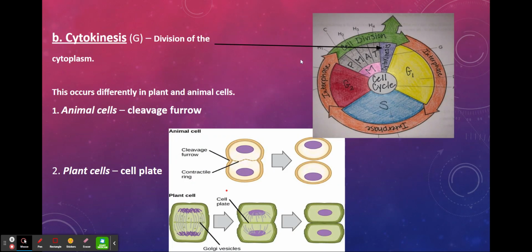So cytokinesis is division of the cytoplasm. It occurs very differently in plant and animal cells. So in animal cells, there's a cleavage furrow, so the two cells will look like that, and eventually they'll split apart, as expected. And in a plant cell, there's a cell plate instead, which kind of looks like it's splitting the two like this.